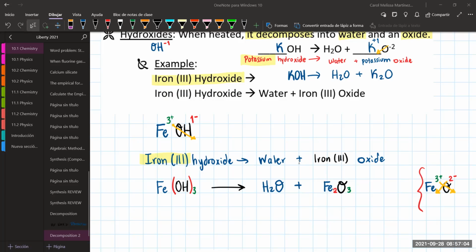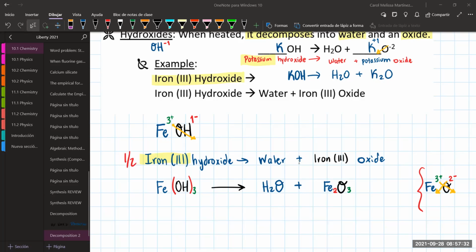Remember, the procedures are needed, okay? That's your final answer, but the procedure is required. I'm showing you the procedure needed to obtain iron 3 oxide. Now, this is the first part, okay? You already know what is going to be produced. If you do this, you're going to get half of the point, okay?